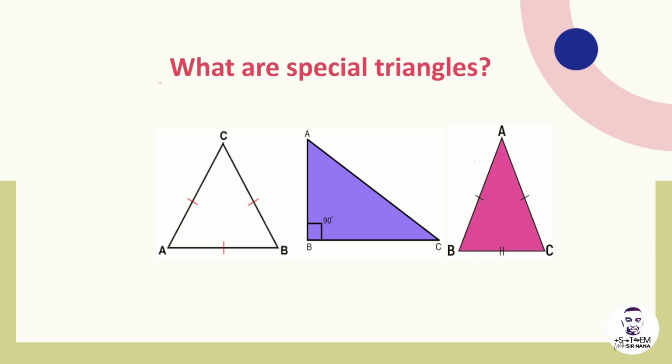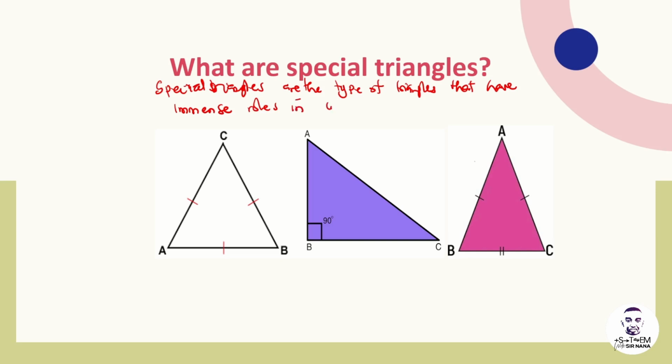So we say that special triangles are the type of triangles that have immense role, or very good role, or very crucial roles in geometry, trigonometry, and other applications, right?